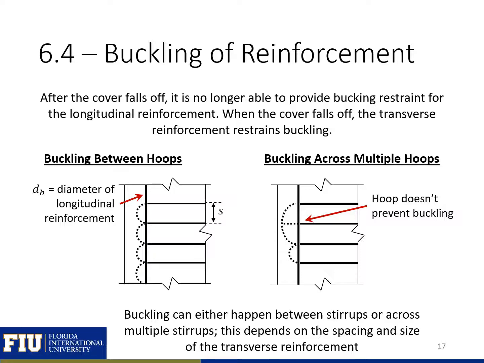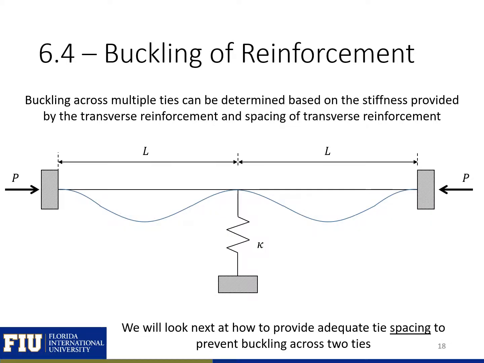Depending on the size and spacing of our transverse reinforcement, we will either see buckling between hoops, as shown here, where we'll see buckling between our transverse ties or hoops, or buckling across several hoops. In this case, we're going to have yielding of intermediate ties that allow for this buckling to happen. Again, the buckling mode will depend on the spacing and size of the transverse reinforcement. Buckling across multiple ties can be determined based on the stiffness provided by the transverse reinforcement and its spacing. So essentially the spacing and the stiffness of the transverse reinforcement are going to control what buckling mode we see. Next, we're going to look at how to provide adequate tie spacing to prevent buckling across two ties.